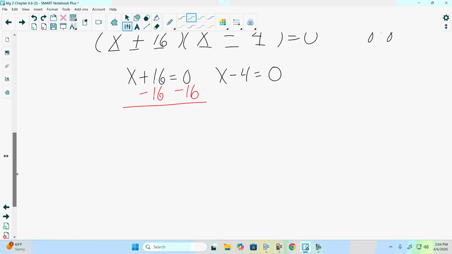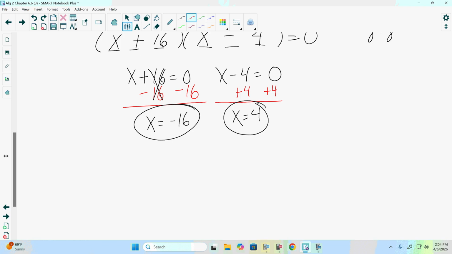For x plus 16, we would subtract 16, telling us x is equal to negative 16. With our x minus 4, we would add 4. So our two solutions we get is that x is equal to negative 16 and x is equal to positive 4. Which one do we think is probably not going to work? The negative 16.